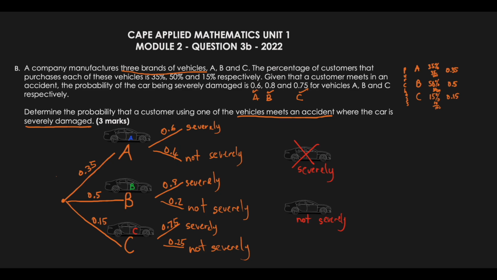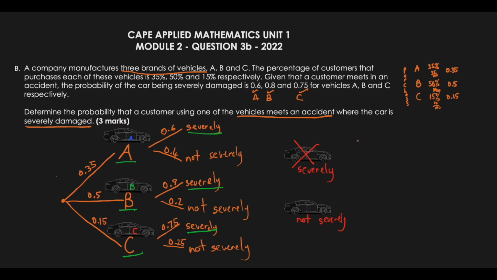So we're looking for severely damaged. So anything that has severely damaged is what I want. So I want this scenario, and that is for A. I want this scenario, and that is for B. And I also want this scenario, which is for C. So I have 3 different scenarios that could happen. I could have somebody purchasing A and then they get in an accident and it's severe. Someone for B and it's severe. Someone for C and it's severe. So it's either A or B or C in that scenario that you can get.